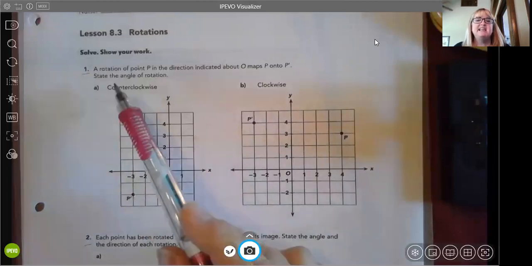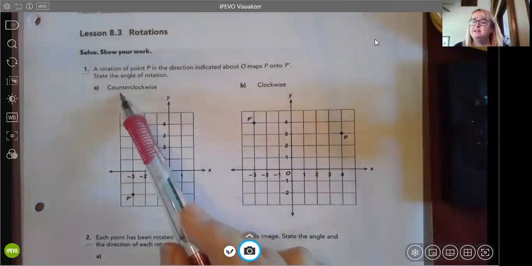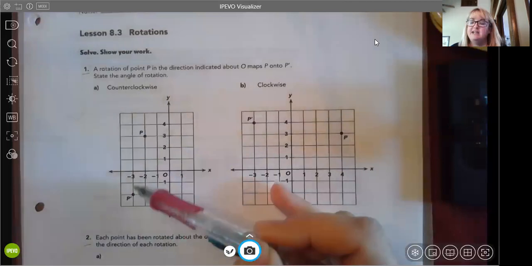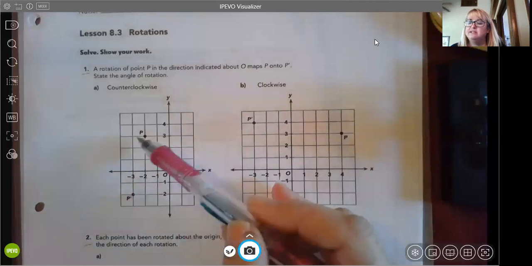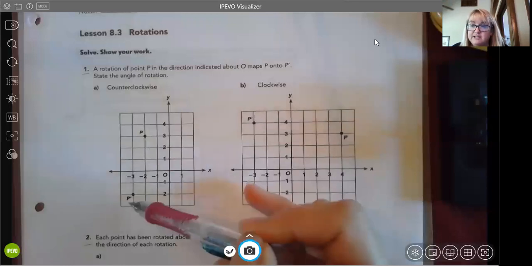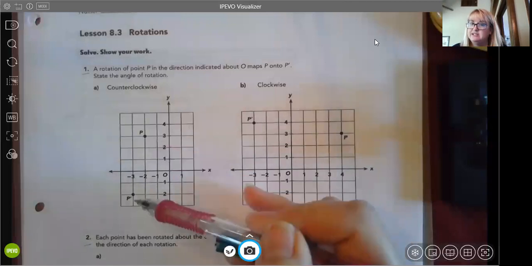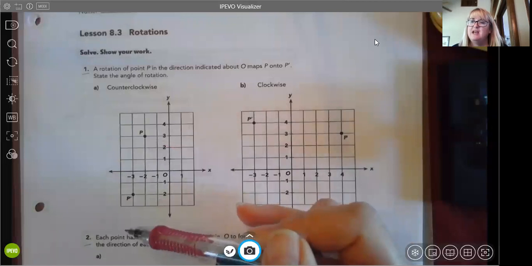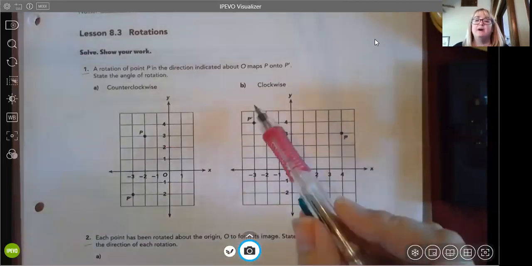It says state the angle of rotation. So we're moving counterclockwise. P is here, P prime is here. So I'm moving P from here to here counterclockwise. It's asking how many degrees is that? I have moved one quadrant. So how many degrees is that if I'm moving one quadrant counterclockwise? Do you remember? You said 90, you're correct.